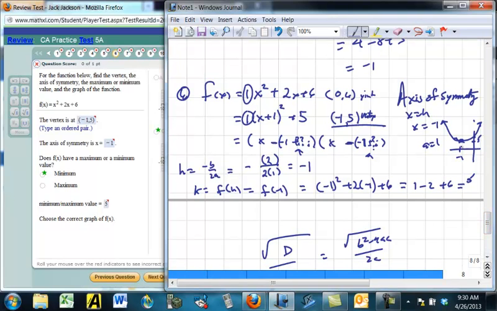But this vertex then, since it's opening up, how do we know it's opening up? Because the a right here in all three forms is positive, so it's opening up, then that means that's a minimum. The minimum value is actually the y-coordinate, the k, which is 5.